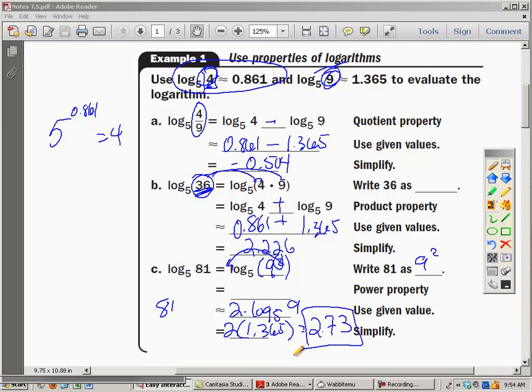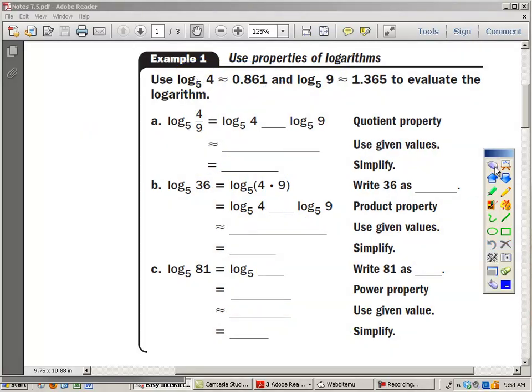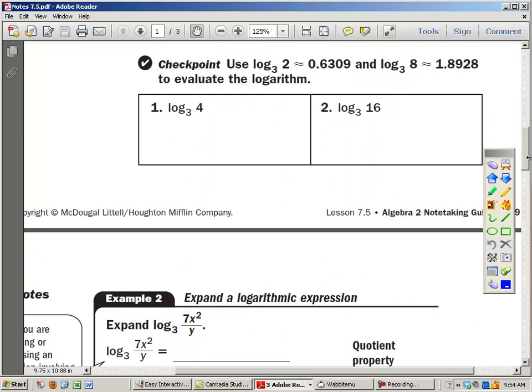All right? So there's a couple checkpoint problems on the bottom. It's going to give you some values that you're going to start with. It gives you log base 3 of 2 and log base 3 of 8. Let's see if we can't do something with those.